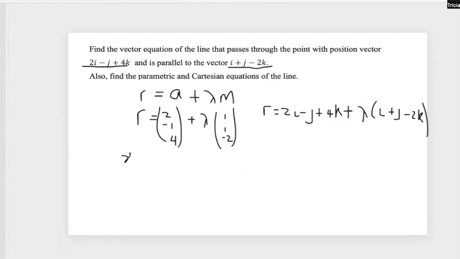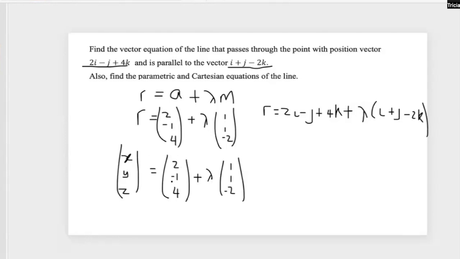So first, rewriting r in terms of x, y, and z. The first parametric equation I'll have is x equal 2 plus lambda. So that's the first parametric equation. And now, after we have written the first, we go to the center, where this is going to become the second parametric equation, which is y equal minus 1 plus lambda.